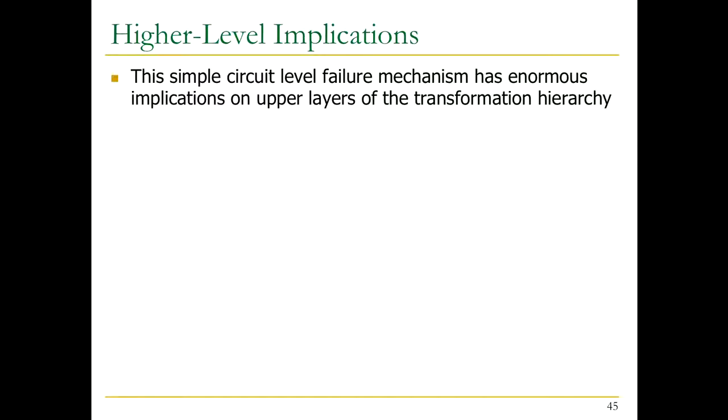This shouldn't happen, right? But going forward in technology, that's one of the reasons why we're in these exciting times. Going forward in technology, we'll see such effects more and more. So knowing what's going on underneath is going to be a whole lot more important into the future, as people have figured out with this Rowhammer effect. So basically, it turns out the simple circuit-level failure mechanism has enormous implications on the upper layers of the system stack, of the transformation hierarchy.